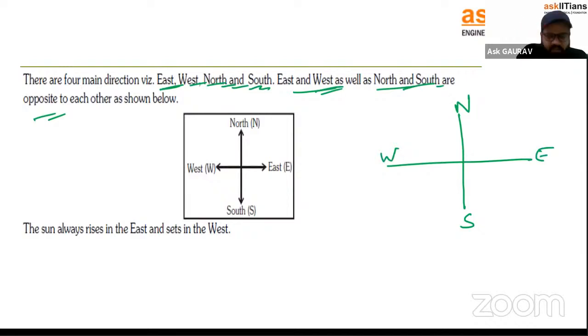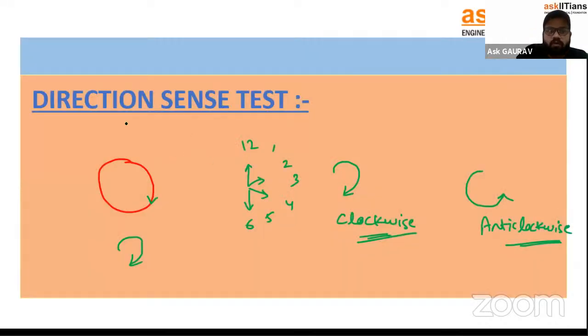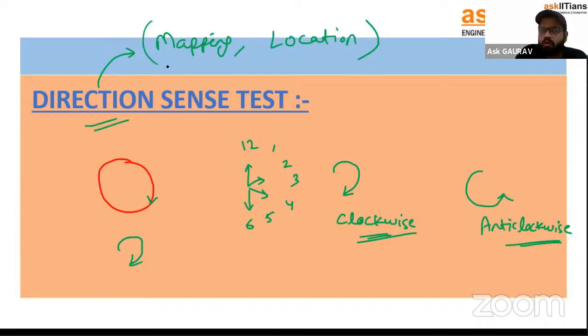Why is this chapter important? This direction sense test, why is it important? Because it is very much helpful for our real life. What real life? This is helpful for mapping, and for finding locations, right? And you already use this direction mapping in your Google Maps, right? Google Maps uses direction sense, basically mapping, to find the locations.